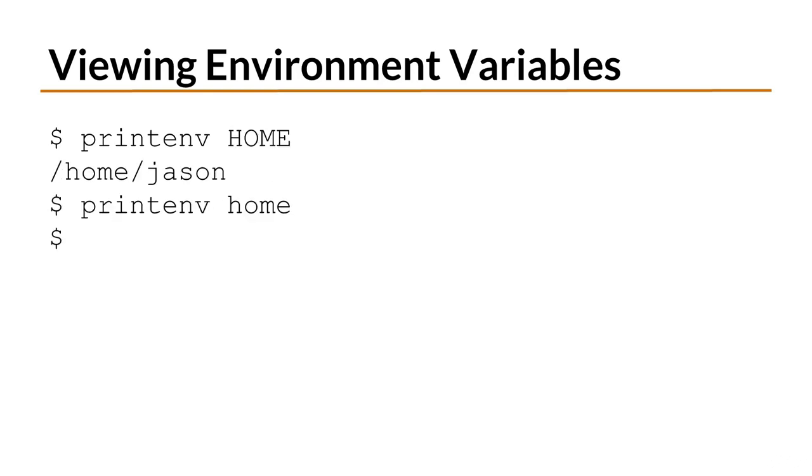If you want to look at the value of one specific environment variable, you can pass its name as an argument to the printenv command. If you were to run printenv HOME, then only the value of the HOME environment variable will be displayed. Just like most things in Linux, environment variables are case sensitive. If you were to execute the printenv command followed by home in all lowercase letters, nothing will be returned because there is no environment variable named home in lowercase letters.